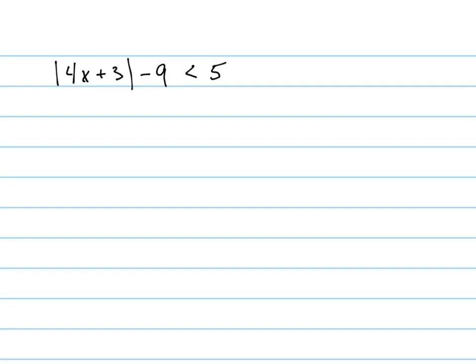Here's another example. Notice this has the symbols going the other way. It's saying less than. The absolute value is less than. So we're going to do something a little bit different. First step is add 9 to both sides. So we've got absolute value of 4x plus 3 is less than 14.